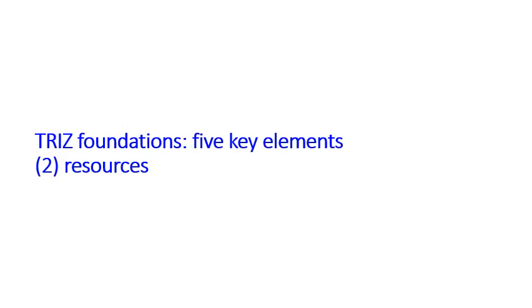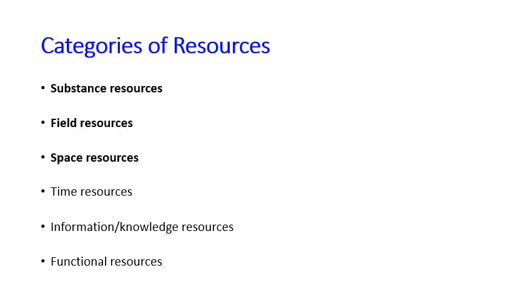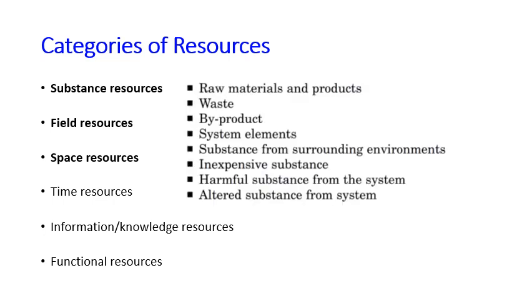So now I'm going to talk about resources. There are several categories of resources, and the first one is called substance resources. It includes all the substances that are involved in the process: raw materials, product, byproduct, system elements, and even including waste. So it's interesting that TRIZ thinks about waste as one of the resources.